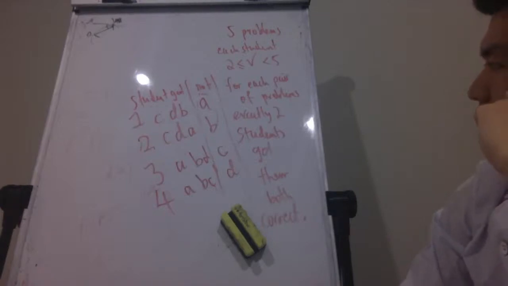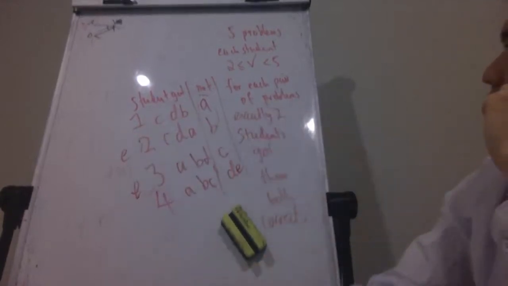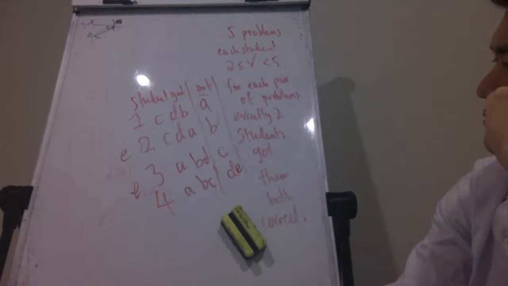Oh, wait, they can't all get E. Yep. So how many of them can get E? Two of the 3 can get E. Yep. So the other one who doesn't have E gets no. Yeah, the other 2 don't have E. Let's give these 2 E's. Yeah. And this person doesn't get an E, and this person doesn't get E either.